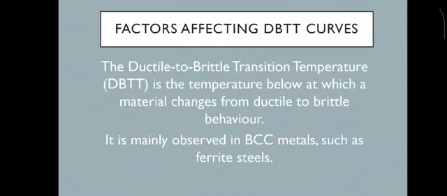So now we are going to see about factors affecting DBTT curves. First of all, DBTT curves. The ductile to brittle transition temperature is referred to as DBTT. It is defined as the temperature below which a material changes from ductile to brittle behavior. This usually occurs at lower temperatures. It is mainly observed in BCC metals rather than FCC and HCP, for example, in ferritic steels.